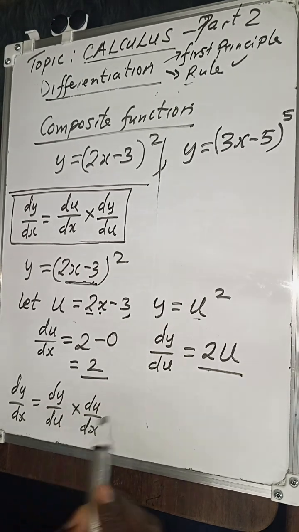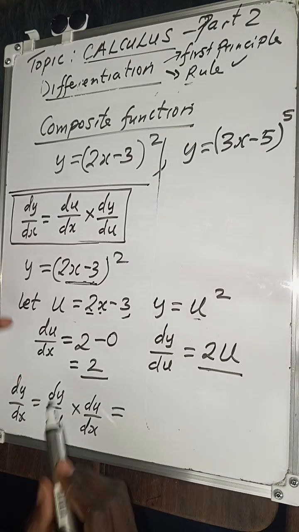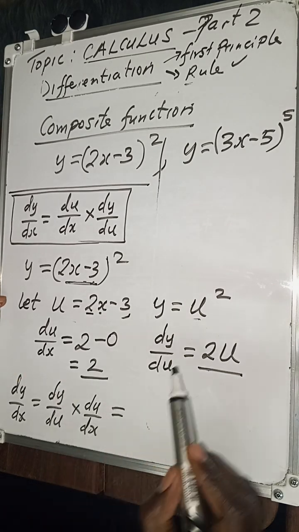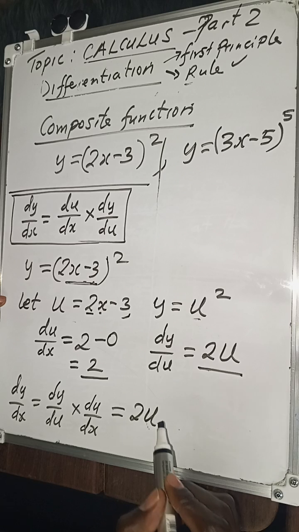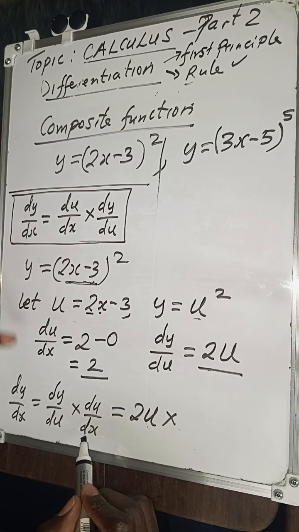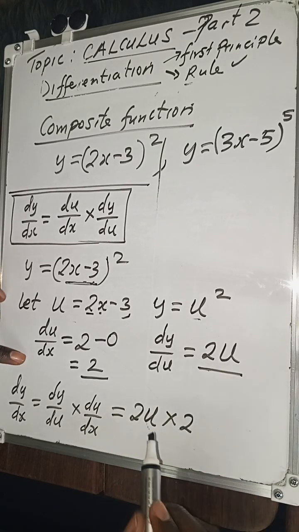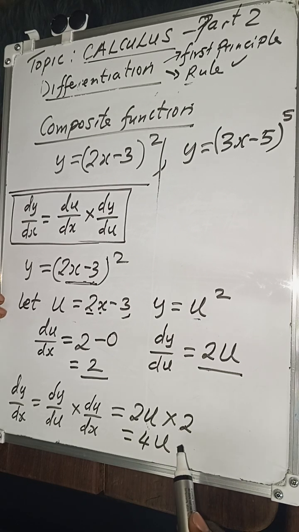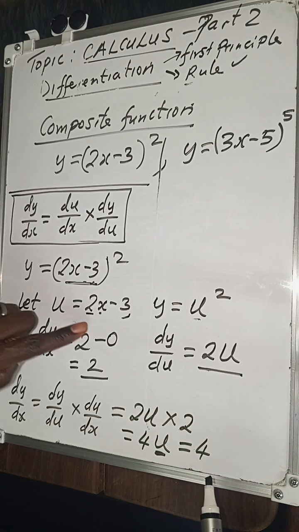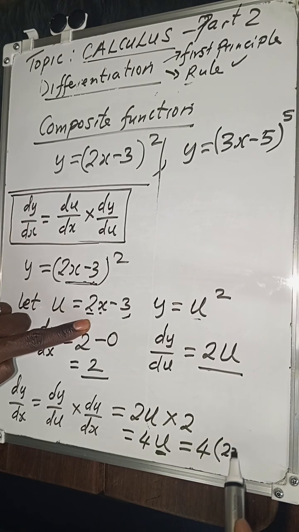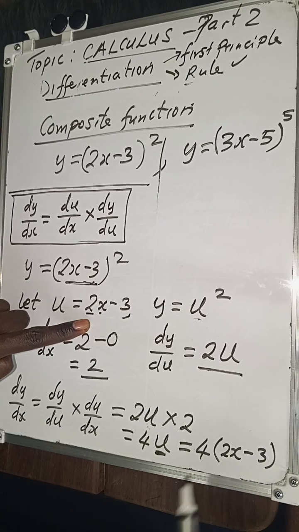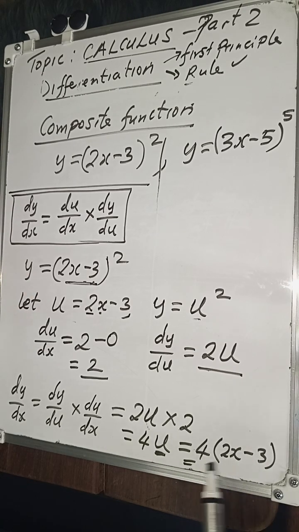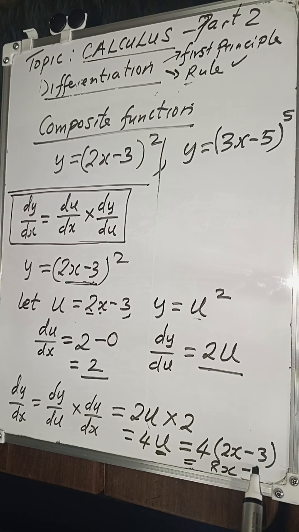It doesn't mean they cancel because you are differentiating. So what is dy over du? It is simply 2u multiplied by du over dx, which is just a 2. So this times that will give me 4u. But I can substitute, since I know what my u is. My u is representing 2x minus 3. So you can either do that, or you can expand: 4 times 2x will give you 8x, and 4 times that will give you a minus 12.